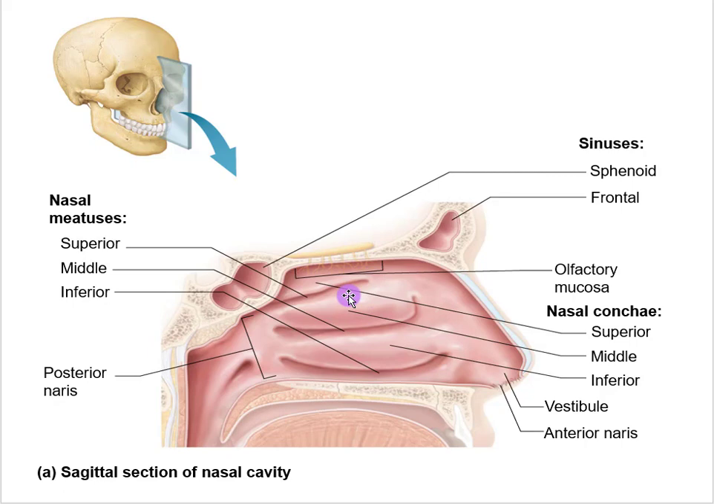The first role, when I say first, I don't mean most important, just the way I'm listing them out. The first role is that this is going to warm up the air, because this is a warm environment in here. The second role is that it's going to humidify the air.